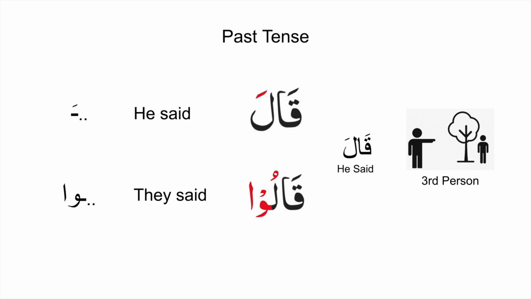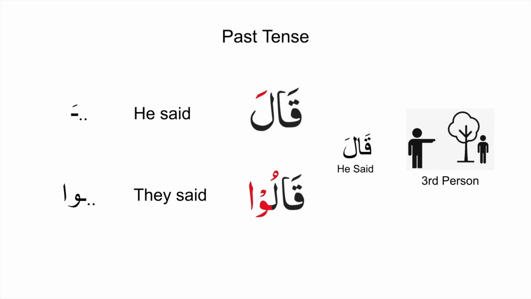Now let us focus on the third person first. That is, he and they. We will start with one word that you just learned. The word is قال. It means, he said. Notice something important. For third-person singular, the verb does not change. There is no extra ending added. Only the vowel you already see.